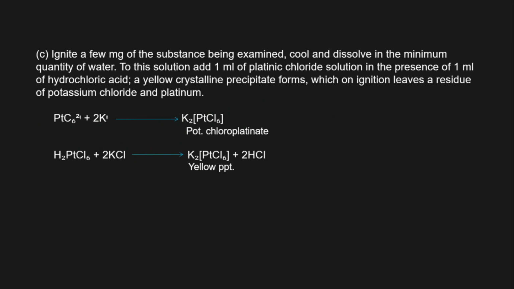The third method for identification of potassium is ignite a few milligrams of substance being examined, cool and dissolve in minimum quantity of water. To this solution, add 1 ml of platinic chloride solution in the presence of 1 ml of hydrochloric acid. A yellow crystalline precipitate forms, which on ignition leaves a residue of potassium chloride and platinum. Here, platinic chloride reacts with potassium chloride, resulting in formation of potassium chloroplatinate, which gives the yellow precipitate.